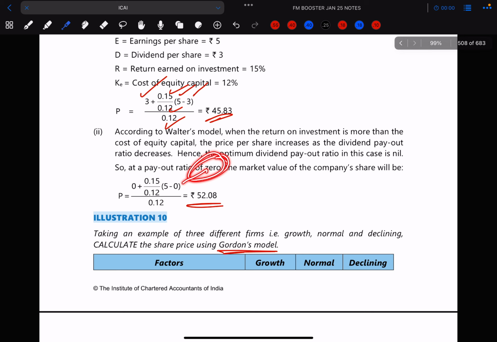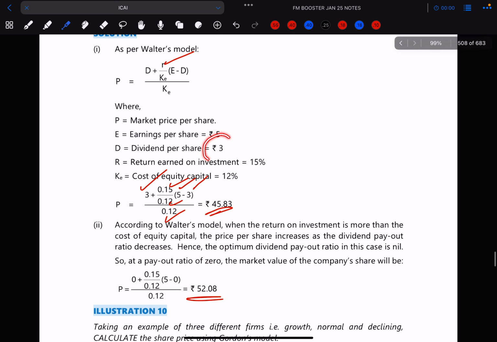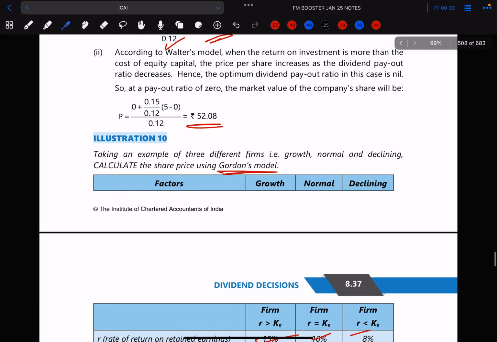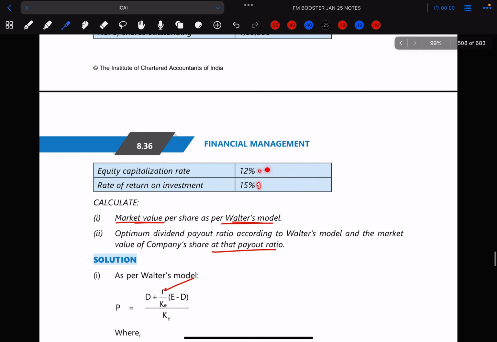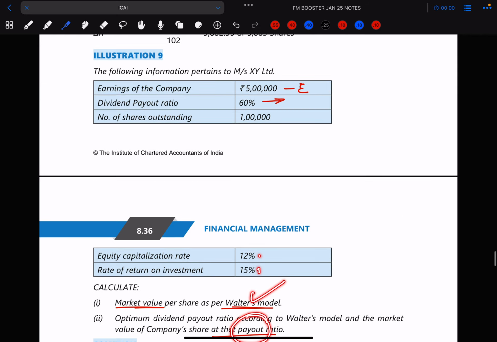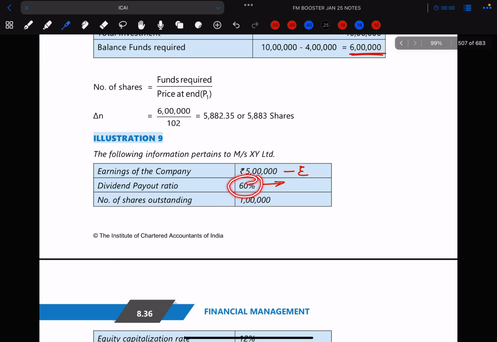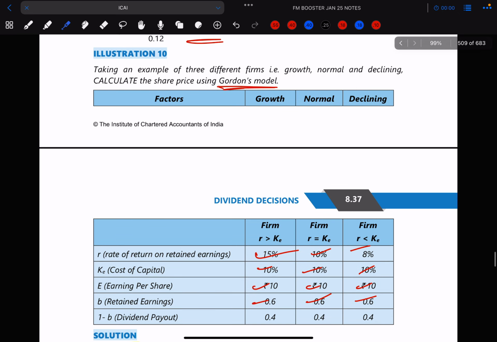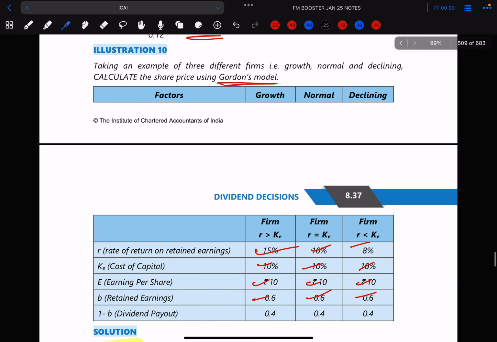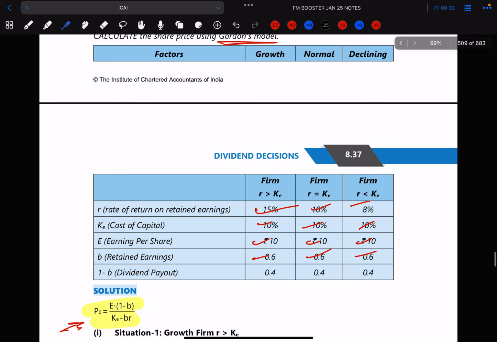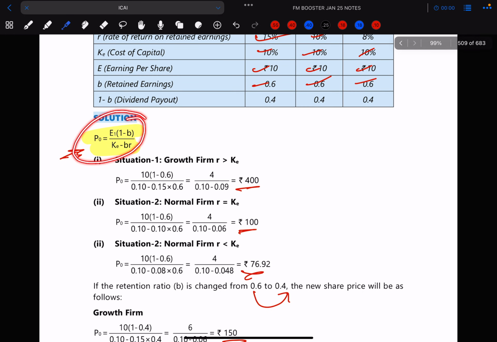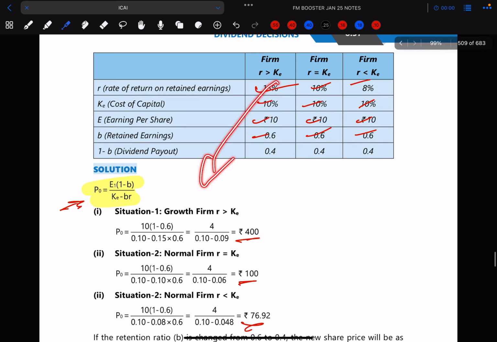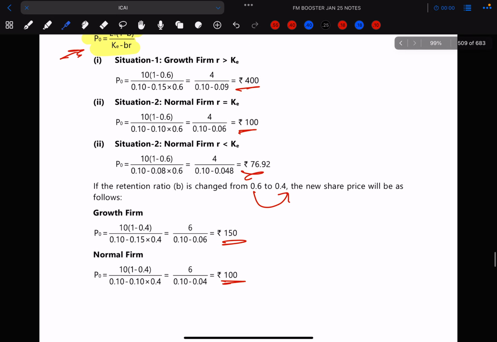They have told if it is 0, what will be the price, and if they have paid 3 rupees, then what will be the price? Simple. See, optimum is simple. R is greater than K, so it should be 0. And as per Walter model, they are going to pay 60%, that is 3. Got it. So they have given 3 different cases. Find out by Gordon by E1. And I just put this in here, bro. There's nothing to calculate also, simply.